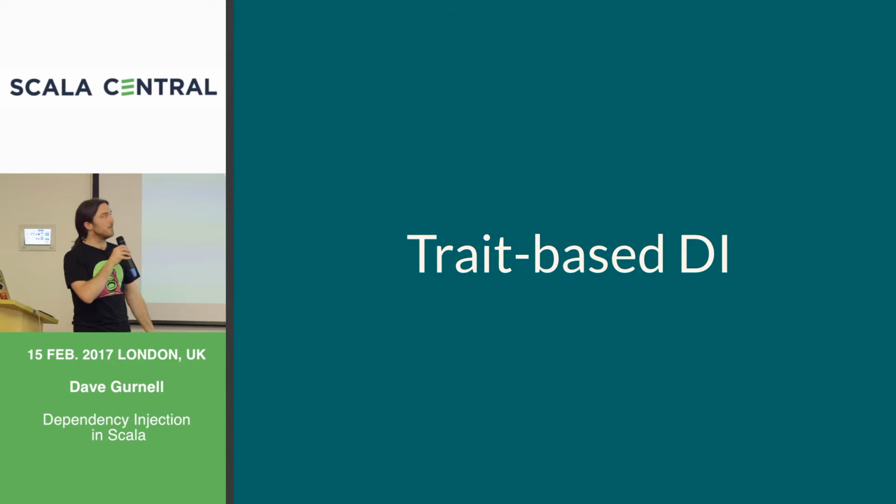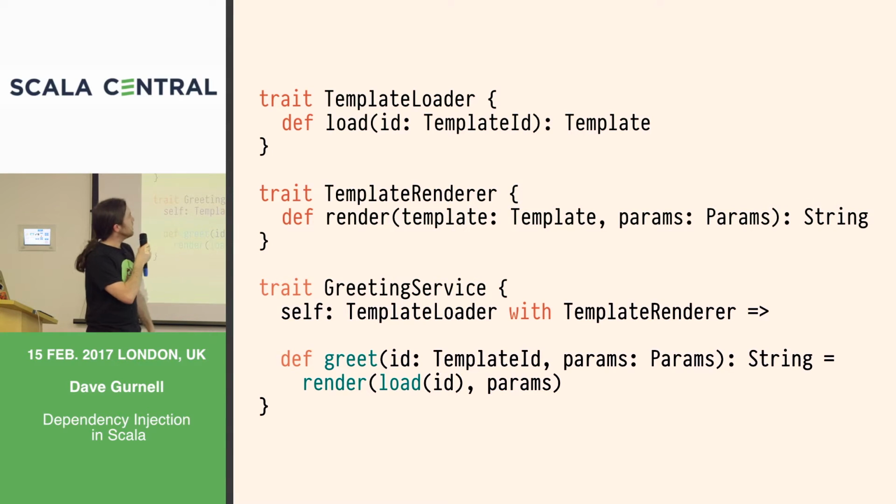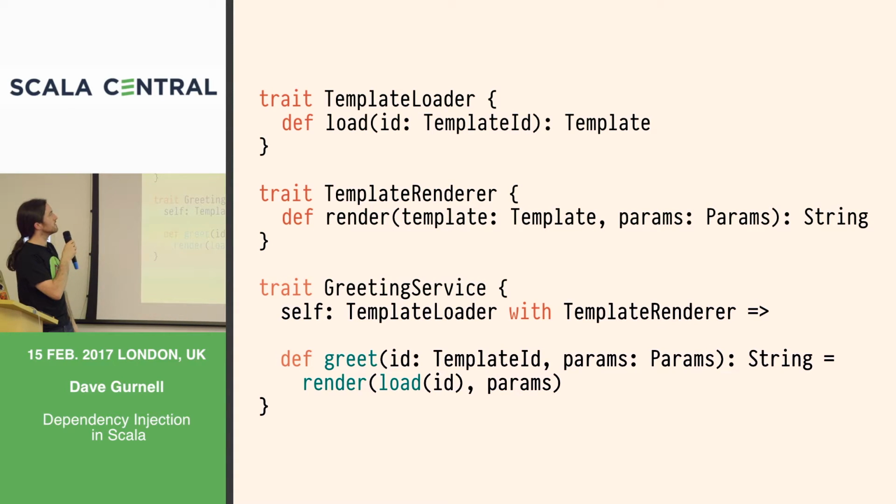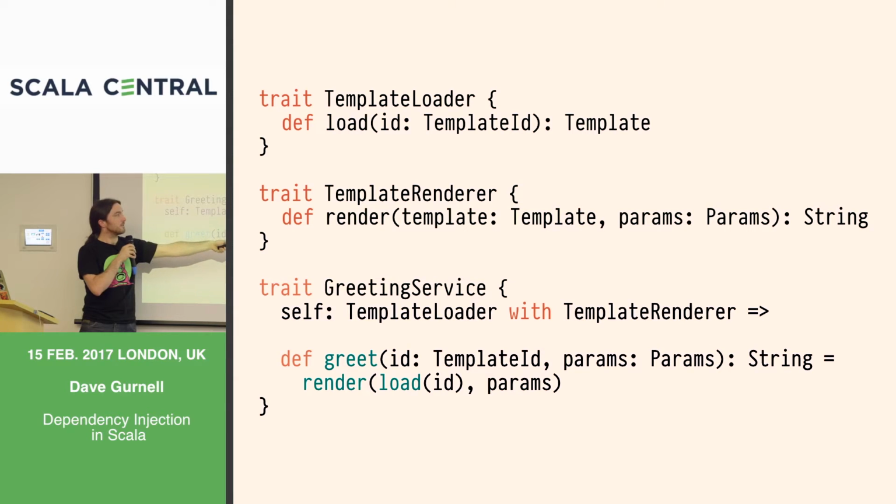So let's just try some naive dependency injection, a simple thing. Here we have a simple way, we're just composing our app from traits now. So I've turned template loader, template render, and greeting service into 3 different traits. So I've got load method, render method, and then here I've got this thing called a self type, which basically says when I create a concrete instantiation of greeting service, when I actually turn it into an object, I need to mix in something of this type and something of this type.